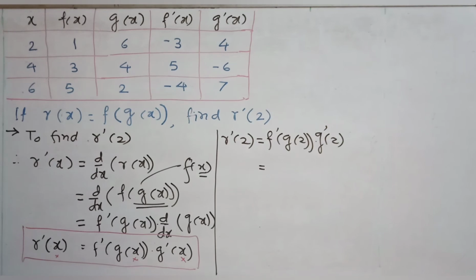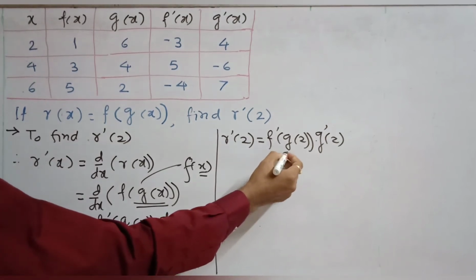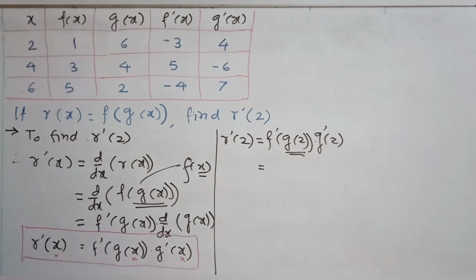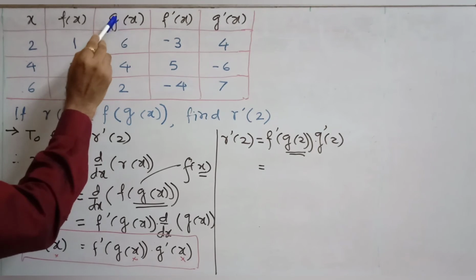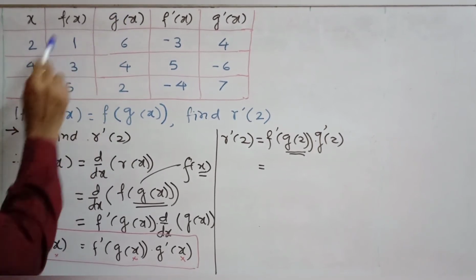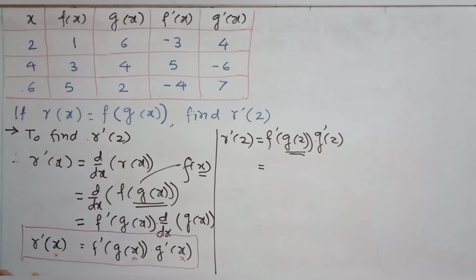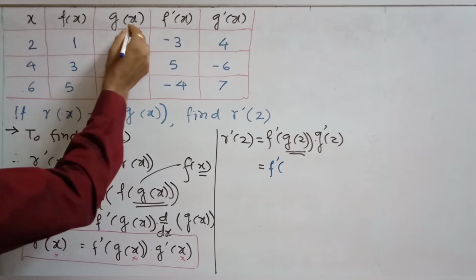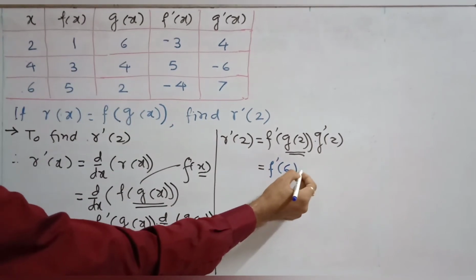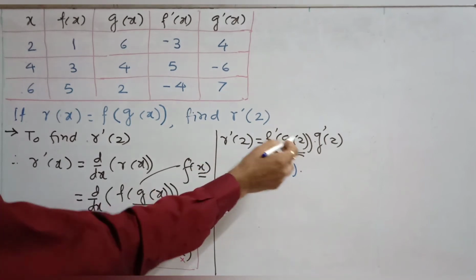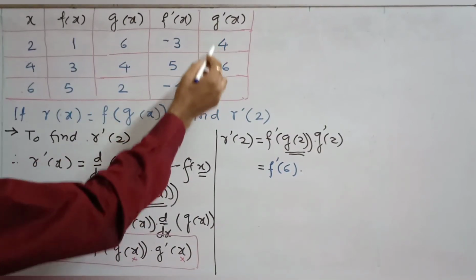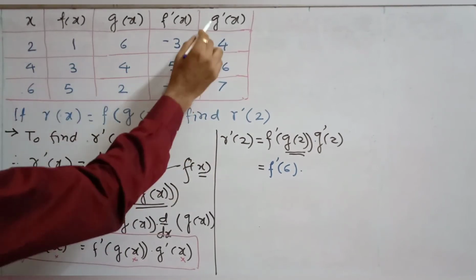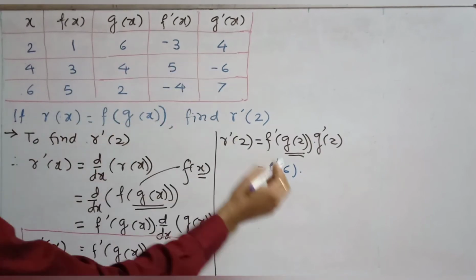Now what is that? Slowly you will find this. G of 2 you know from the table. Look at g of x, where you will find g of 2, g of 4 and g of 6. What is g of 2? G of 2 is 6. So I shall write f dash, then the value of g of 2 is 6, into g dash 2. G dash 2 will be found from the column g dash x. So at 2, g dash x is 4. So g dash 2 is equal to 4.